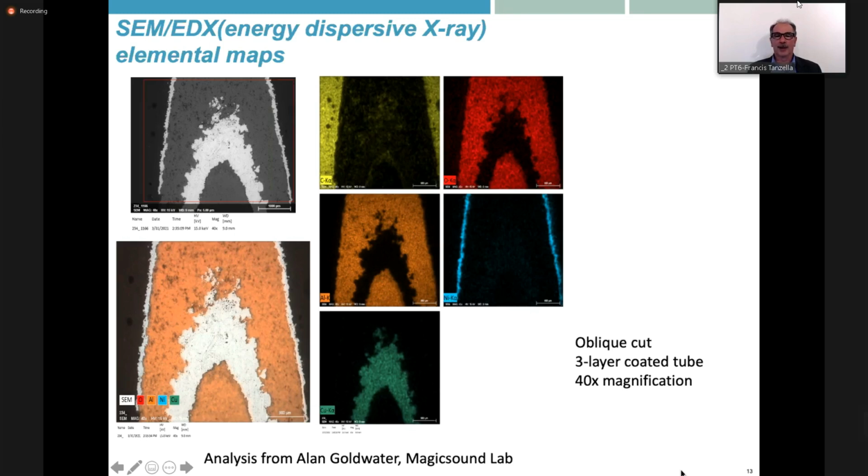The carbon map is in yellow, and that's from the epoxy mounting resin. The thin blue map is of the nickel on the outer coating, and the green is from the copper of the inner coating.